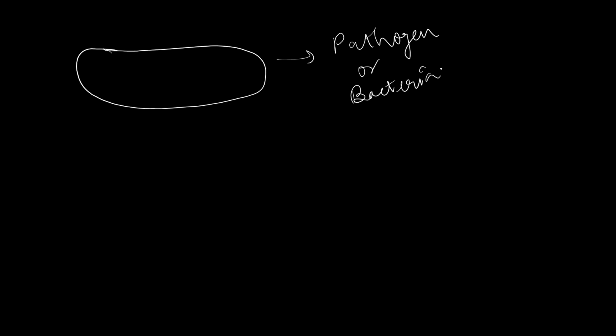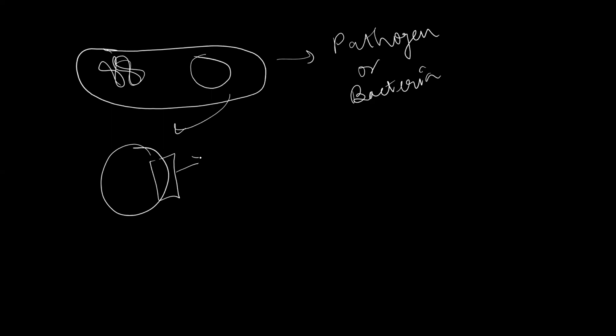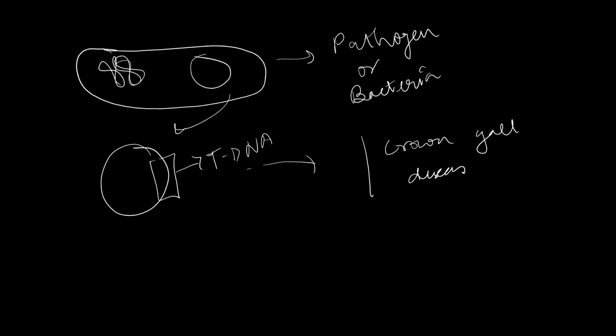So basically, it has a plasmid and a chromosomal DNA as well. This plasmid has something referred to as tDNA. This tDNA is responsible for causing a condition in plants which is referred to as crown gall disease. So it is a pathogen because it produces a disease in the plant.